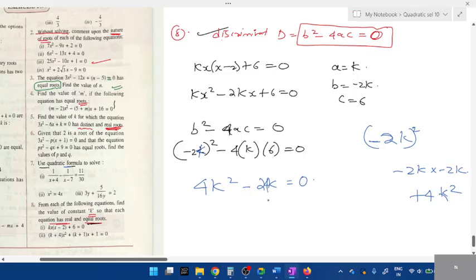From each of the following questions, find the value of k so that the equation is real. Take 4 common. If you take 4 common, what do we get? 4k. Factorize, students. If you take 4k common, you have to think. Then what happens to 4k?